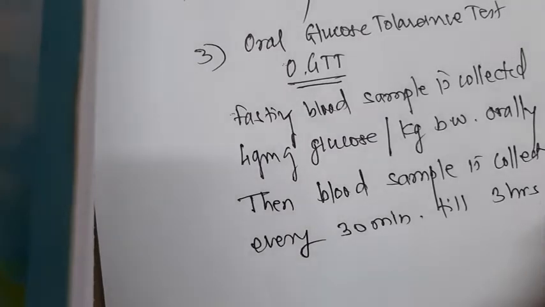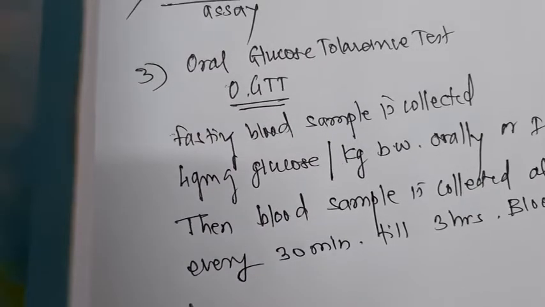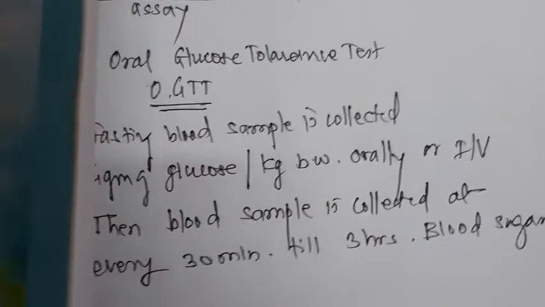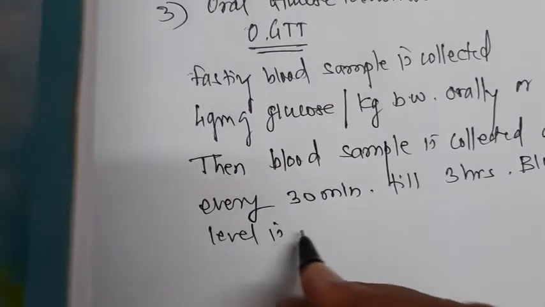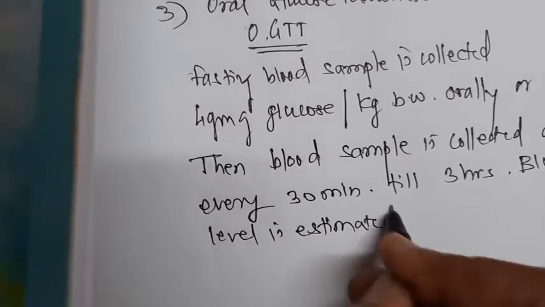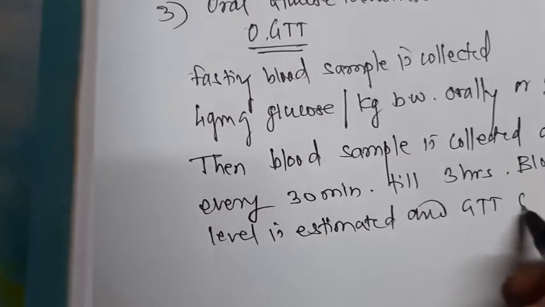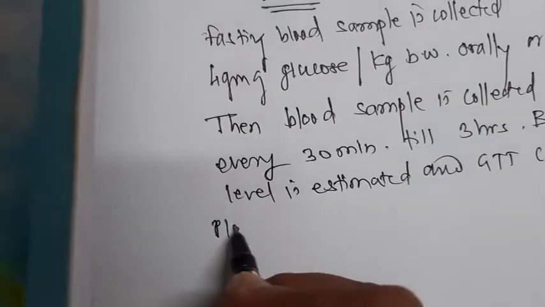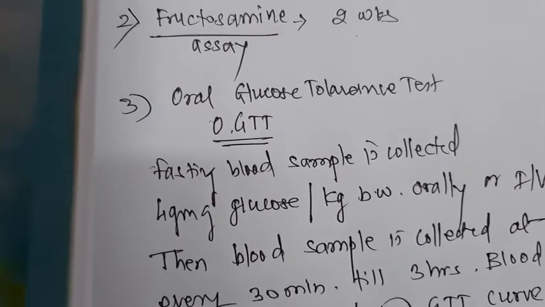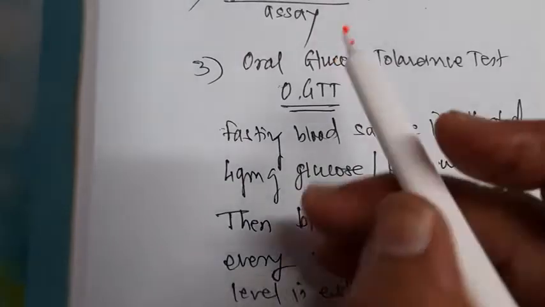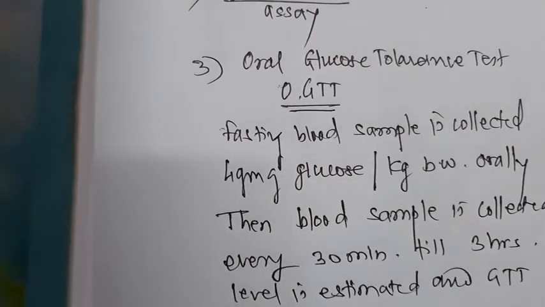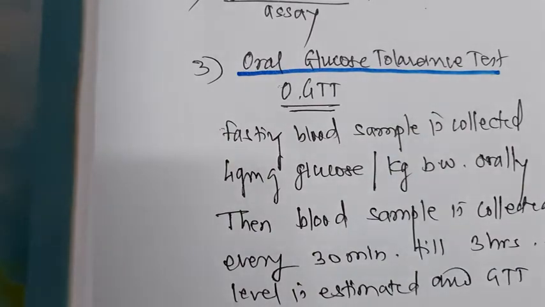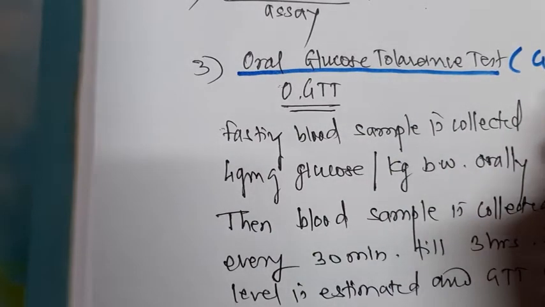And then the analysis of the blood sample: the blood sugar level is estimated and the GTT curve is plotted. So this is the glucose tolerance test, or GTT, as we are saying.